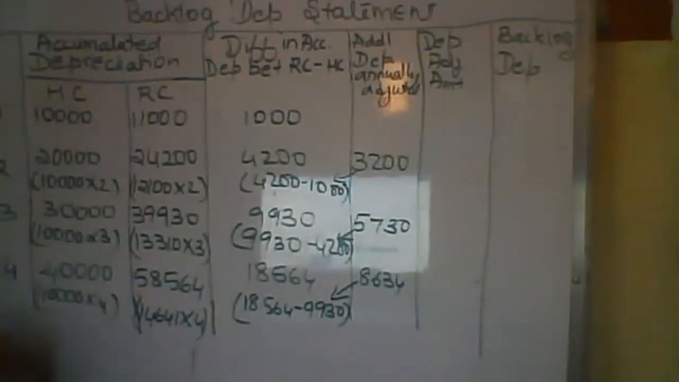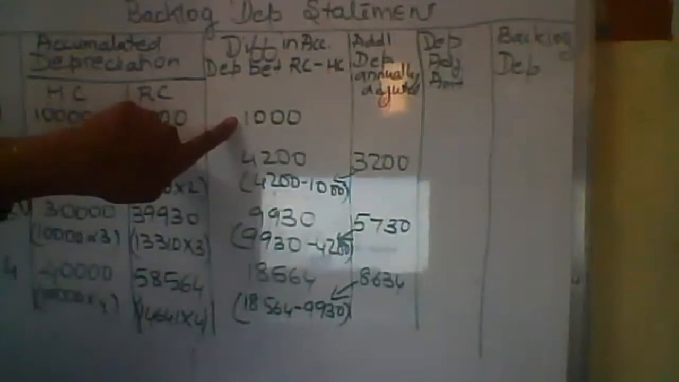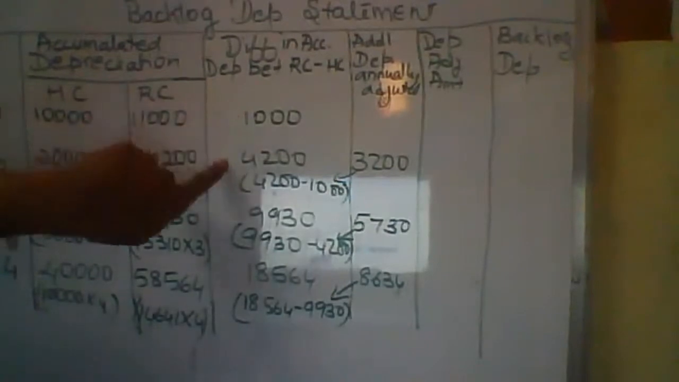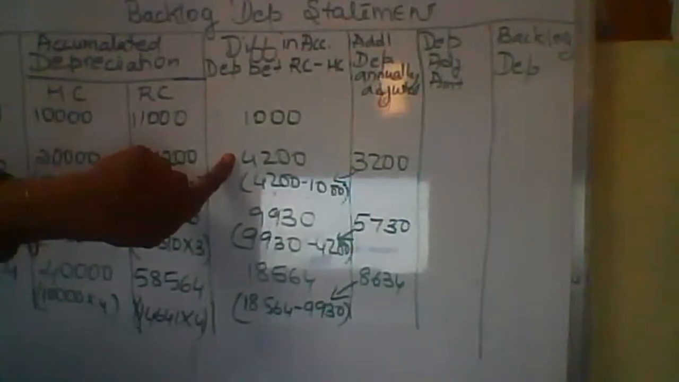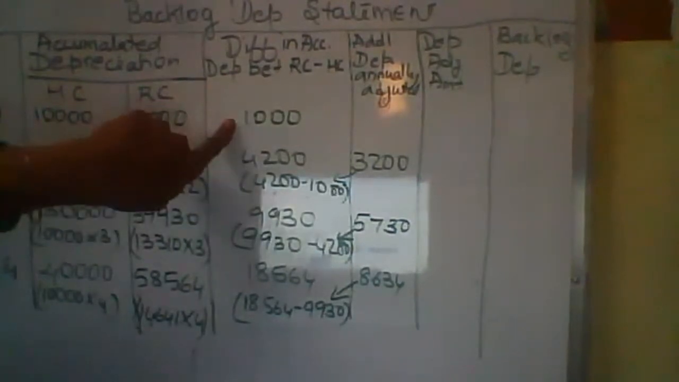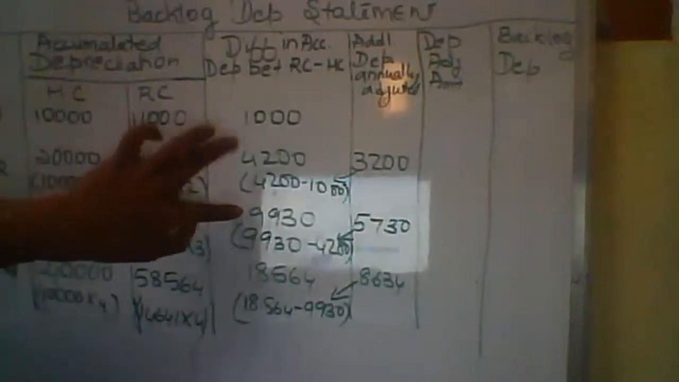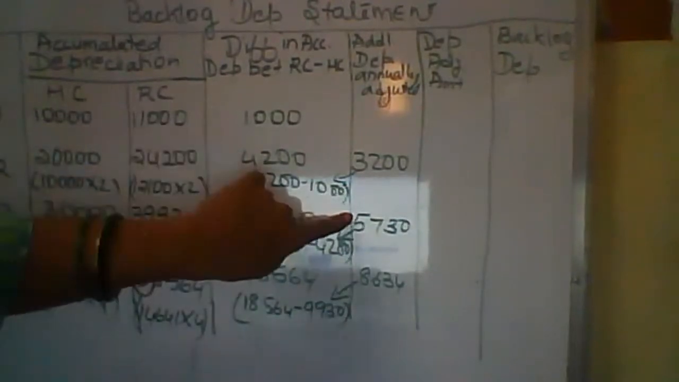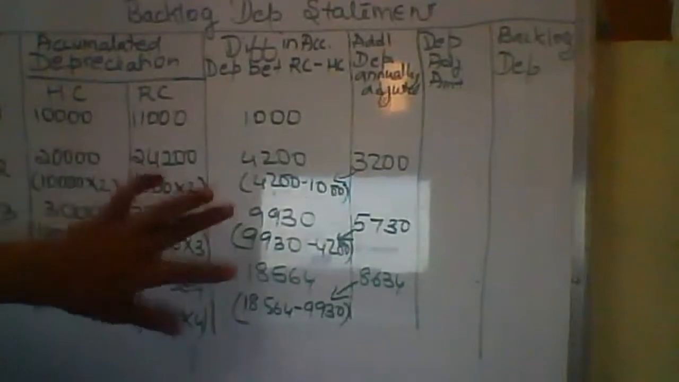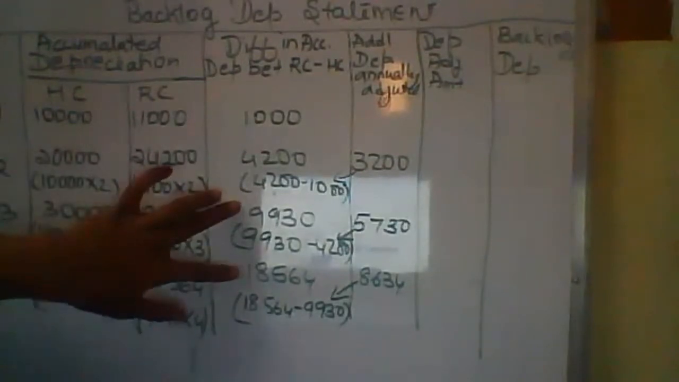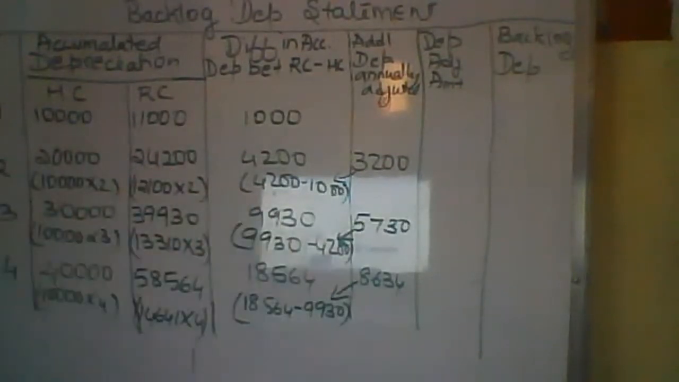What do you mean by that? First year, I already have a difference amount 1,000 which I am adjusting in my account. Second year, total difference is 4,200, but out of 4,200 already 1,000 is adjusted. So 3,200 only is the additional amount. Third year, difference between these two, 5,730 only is extra amount I should adjust. Fourth year, difference between these two, 8,634 only I should adjust.